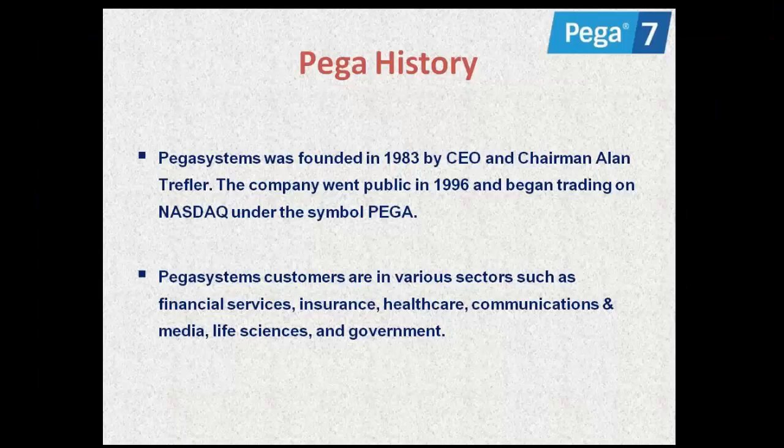First of all, coming to the history of this Pega BPM. It was founded in the year 1983 by its CEO and chairman, who is actually a chess champion, and the company went public in 1996. The main purpose of Pega Systems is serving different types of customers and clients in various sectors such as financial, insurance, healthcare, communication, media, life sciences, and government.